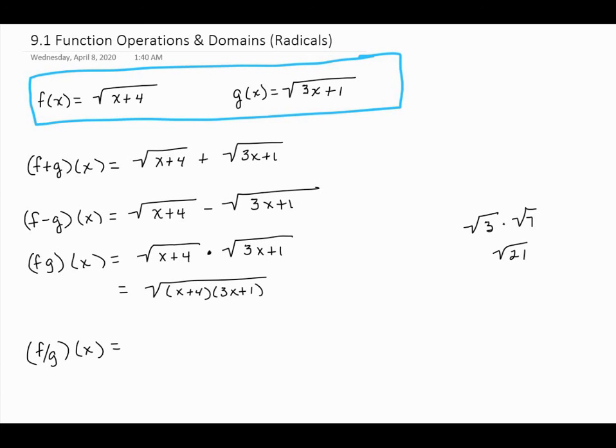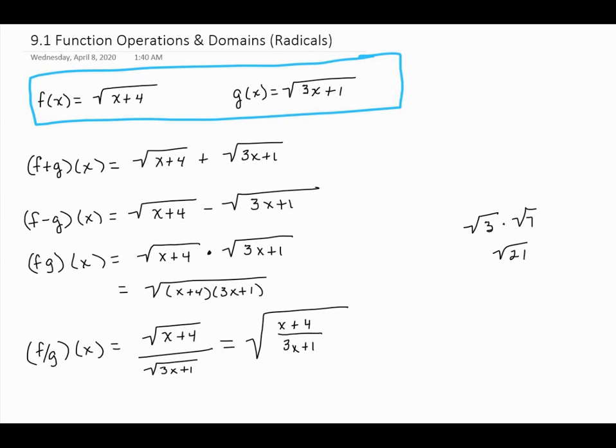With the division problem, I have the f of x, which is the square root of x plus 4, divided by the g of x, which is the square root of 3x plus 1. Now this is where my math labs have sort of changed over the years. They used to have you rationalize the denominator, but now they accept the answer written as one radical, so the square root of x plus 4 over 3x plus 1.